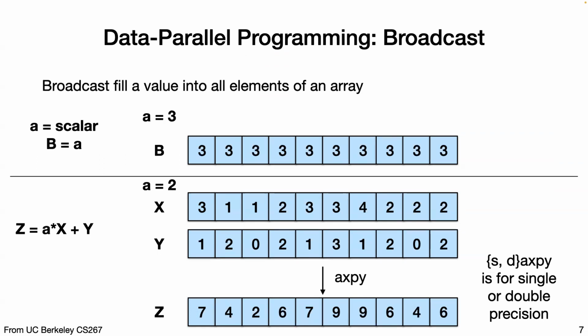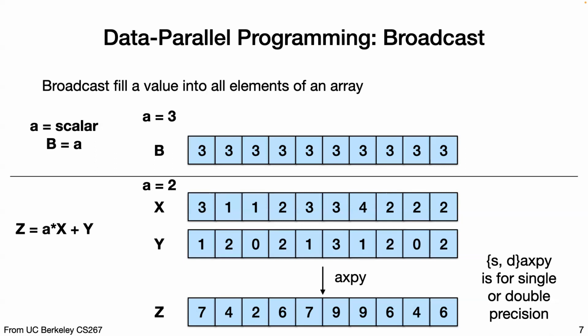Broadcast is useful for one of these classic operations that you might want to do, called SAXPY or DAXPY. S and D stand for single and double precision. AXPY is just A X plus Y. So A is a scalar, X and Y are vectors, and you would just multiply A into all of the elements of X and add them with Y. Like here, 2 times 3 is 6, plus 1 gives you 7, and so on. And implicitly, you would broadcast 2 into some array to do the multiplication here.